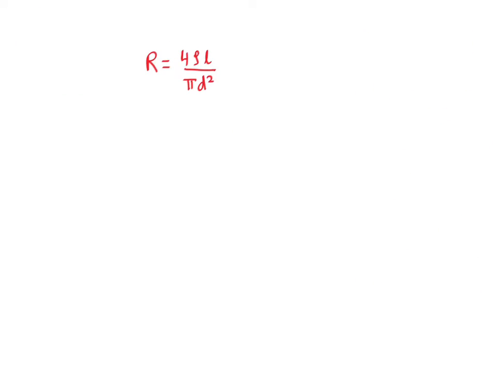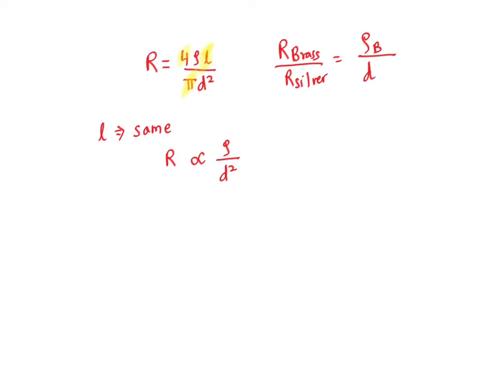Now, if we look at this formula, the length is same according to the problem, so length is constant, and along with that 4 is a number, it's constant, L is constant, pi is constant, so we can say that resistance is proportional to rho over d square. Using this, we can create the ratio for brass and silver, which would look like this.